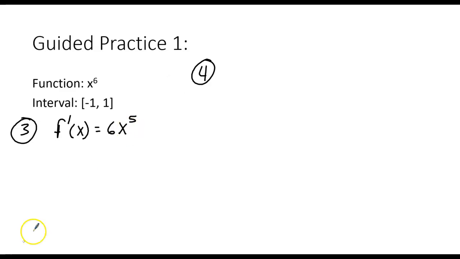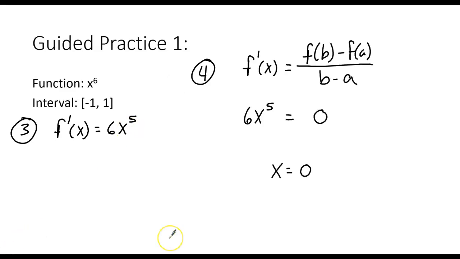And when you unpause it, you will see the solution. Right, and so step 4 is to set the derivative equal to the average rate of change, which is 6x to the 5th equals 0. And solving for x, if you divide both sides by 6 and then take the 5th root, you end up with just the fact that x equals 0.